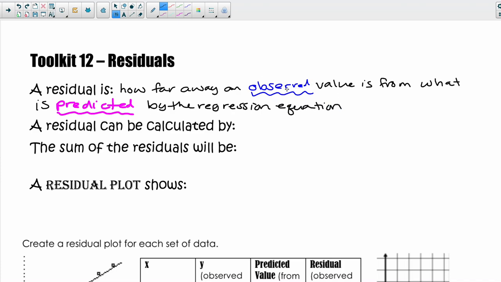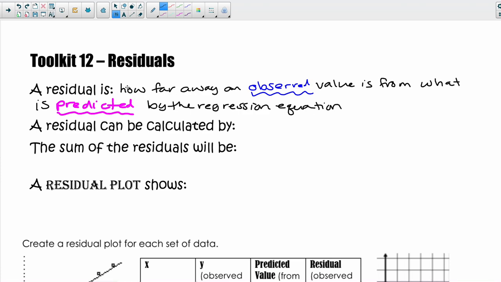So an observed value is what you actually see, the data values that you get in a table. The predicted value is the value you get when you plug the x value into the equation you get from the regression model. This can be done with linear, quadratic, exponential, any type of function that you can do with regression.